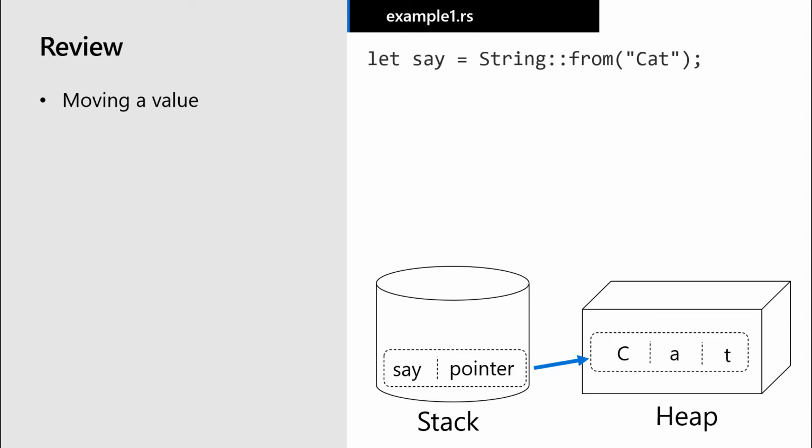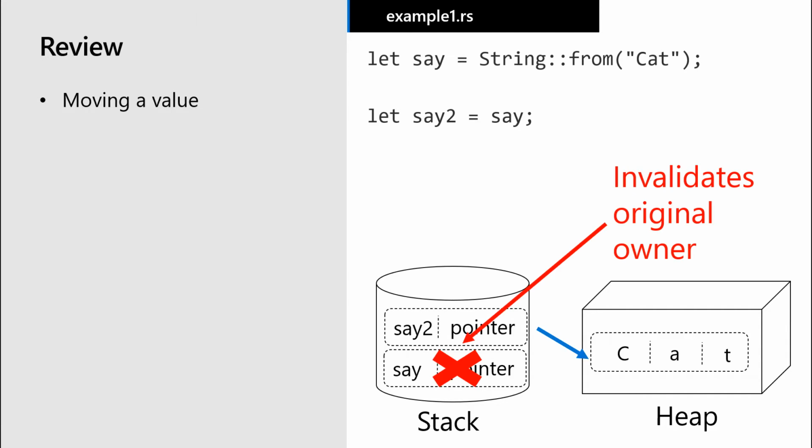Let's do a quick review of what happens on the stack and the heap when you move ownership of a value. If we create a string variable called say, and then move the value of say to another string variable called say2, the original say variable will be invalidated.